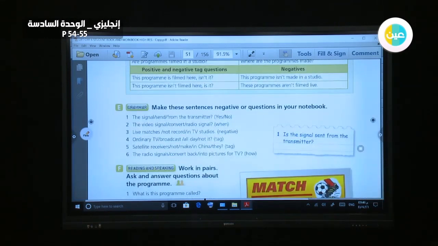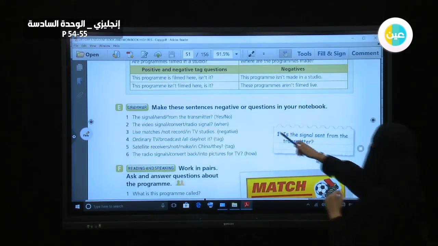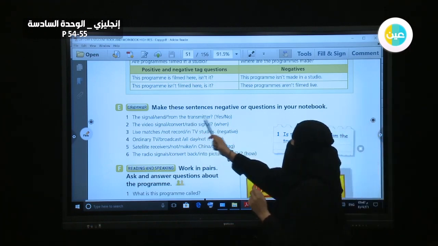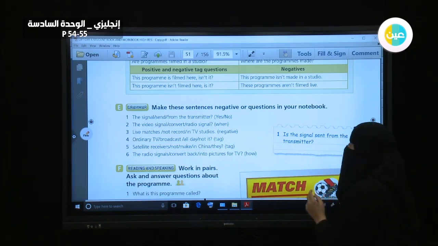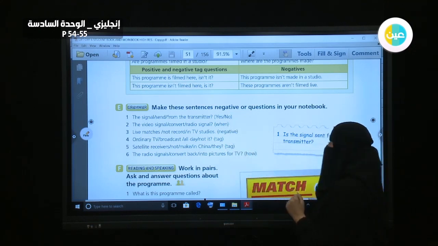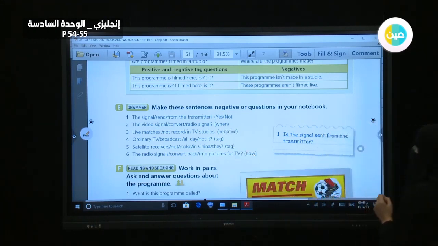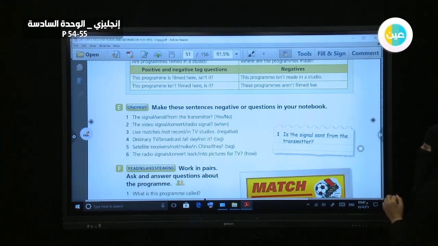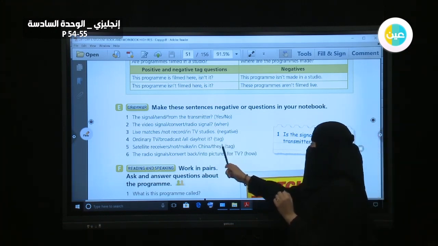Now we have a grammar exercise. Make these sentences negative or questions in your notebook. Okay, we are going to read these sentences, then we will make them negative or questions. The signal is sent from the transmitter. The video signal is converted to a radio signal. Use when. Number one, please make it a yes/no question. Number two, a WH question, start with when. Number three, live match not recorded in TV studio. Negative. We want to make this sentence negative. Ordinary TV broadcast all day. We will make a tag question.